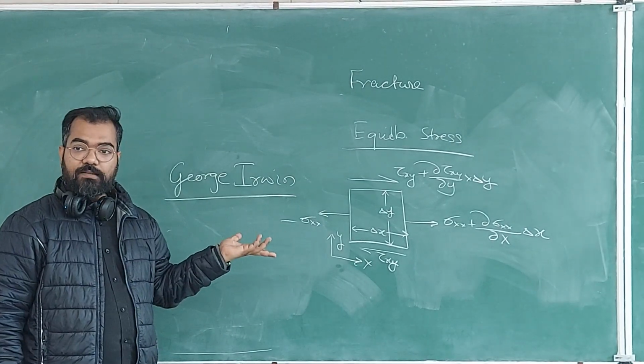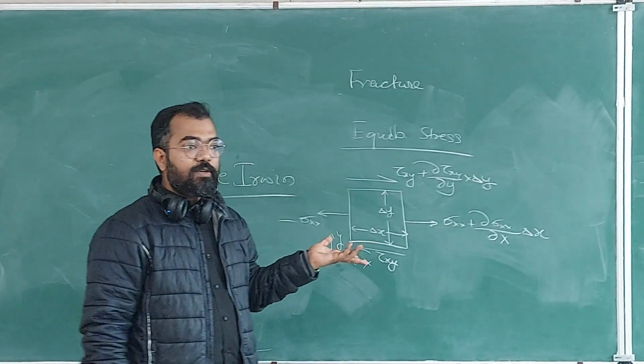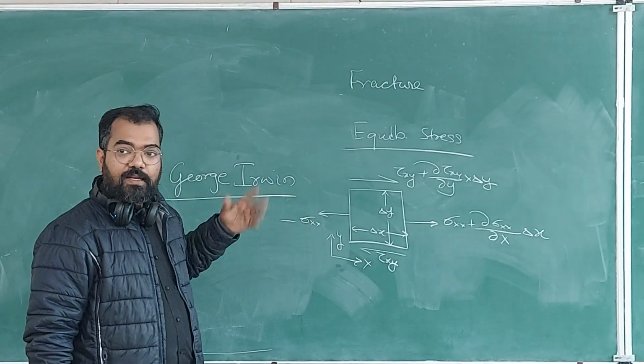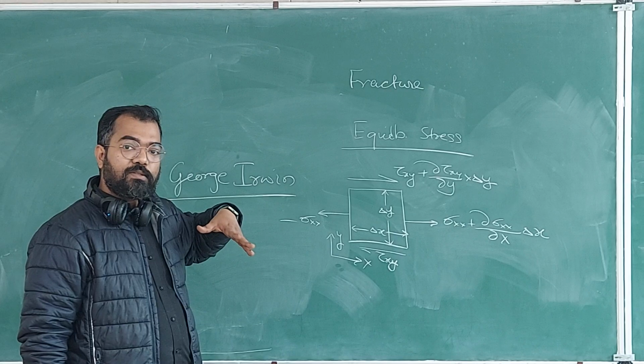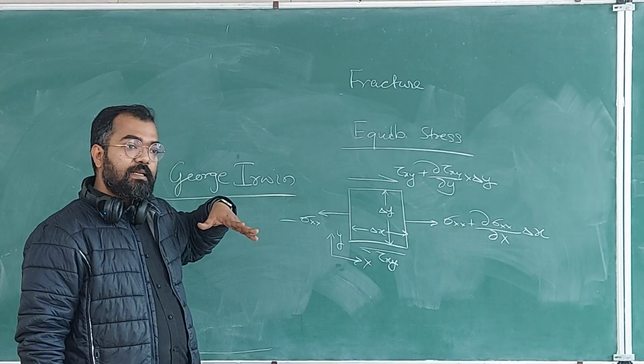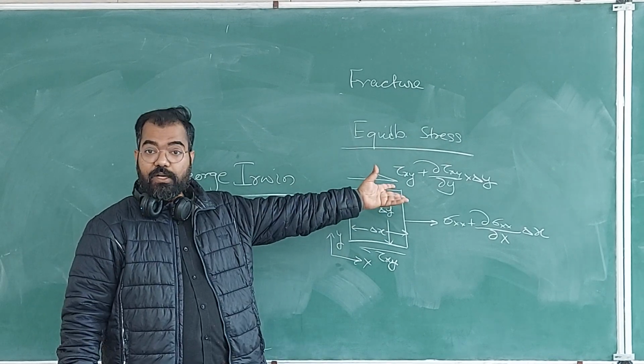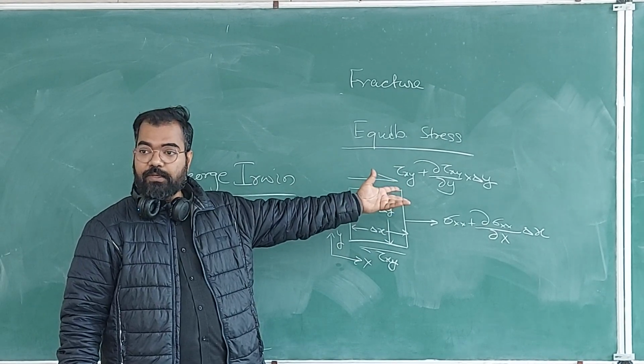Now you do force balance. Why are we doing force balance? Because we don't want it to rotate. So we start with an assumption that things are not in equilibrium, and then we put a constraint that it cannot rotate. Then we get the equation of equilibrium.